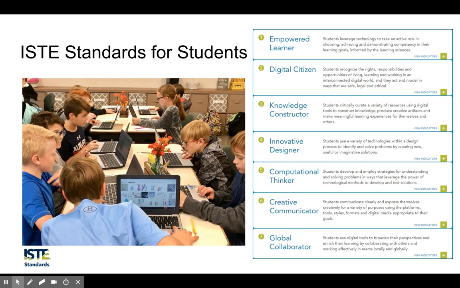You can see the 7 standards here developed by ISTE, the International Society for Technology and Education. Those standards are the Empowered Learner, Digital Citizen, Knowledge Constructor, Innovative Designer, Computational Thinker, Creative Communicator, and Global Collaborator. Most educators are familiar with the ISTE standards as a mechanism for integrating technology into the classroom. So these certainly were one of the reference sources for the course of study committee.